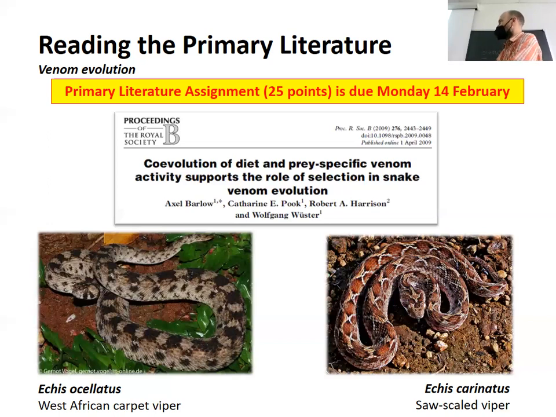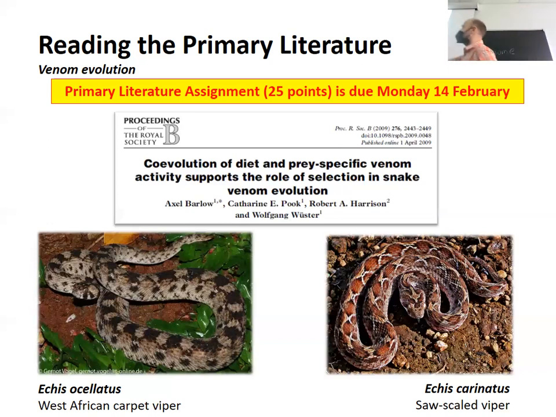And that paper is titled The Coevolution of Diet and Prey-Specific Venom Activity Supports the Role of Selection in Snake Venom Evolution. If I was to put that in more easily digestible terms, no pun intended, it would be snakes that eat scorpions have venom that works better on scorpions. That's the takeaway message. And you'll see how they arrived at that conclusion. It's a really nice study that combines a lot of ideas we'll talk about in class. And it deals with vipers in this genus called, I'm not sure how it's pronounced, Echis, Echis carinatus and Echis ocellatus.